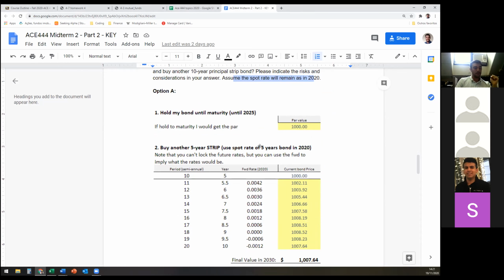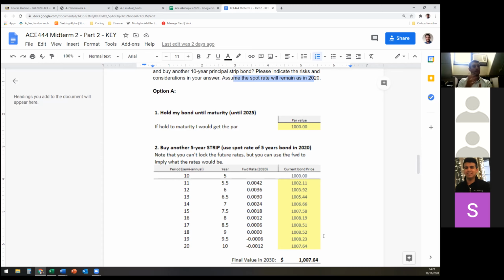And the problem here is you don't know, although we have here this par rate in 2020, you can't lock it yet, right? So you should be able to calculate here the forward rate. Remember the implied future interest rate by the market, and roll this future value even more in the future using the forward rates here, and you'll be getting this 1,007.64. Okay, so that would be the value that you would be getting in 2030.